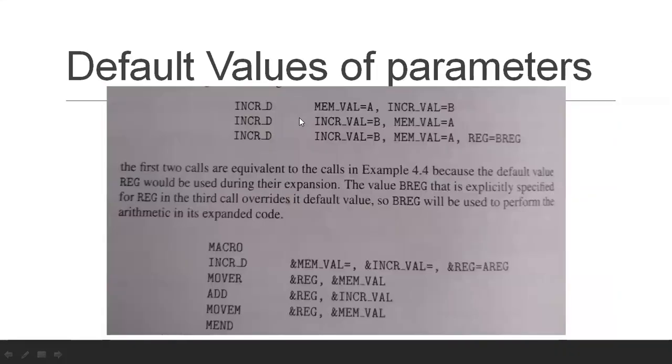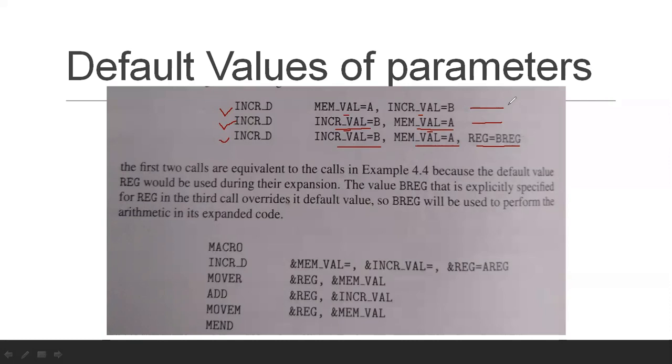Next is default values of a parameter. Here you can see that three different calls are shown. INCR underscore T, here memory val equal to A, incr val equal to B, register is not specified. In the second call, first incr val B, memory val A is written, register is not given. And in the third call, incr val B, memory val A, and register equal to B register is given. So here you can see the sequence: memory val first, incr val second, or incr val first, memory val second, or adding register equal to B register.